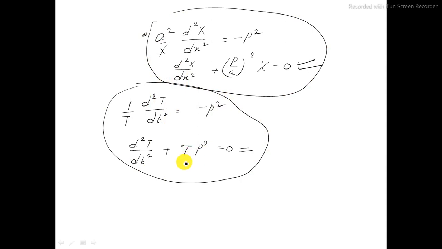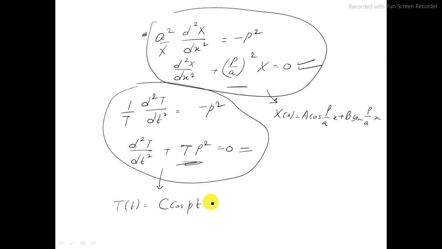As we know, these equations are similar to each other, and here we have the solution for the first equation, that is X is equal to A cos(p/a)x plus B sin(p/a)x. So this is the solution for the second order differential equation for x, and here again the solution will be, A and B are constants, C and D will be constants, T equal to C cos pt plus D sin pt.